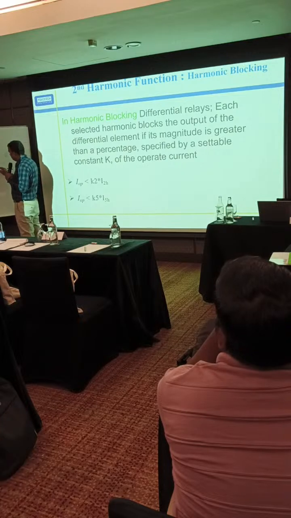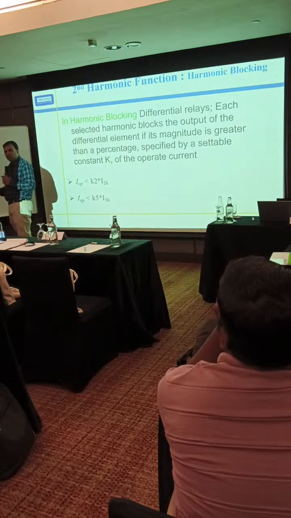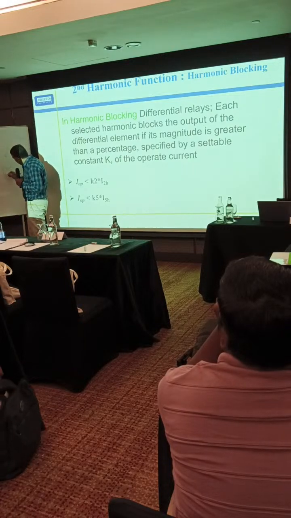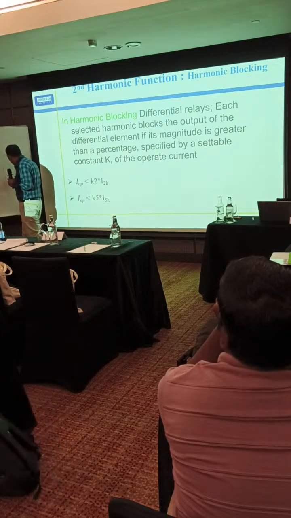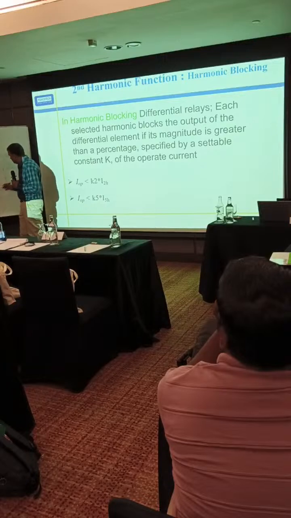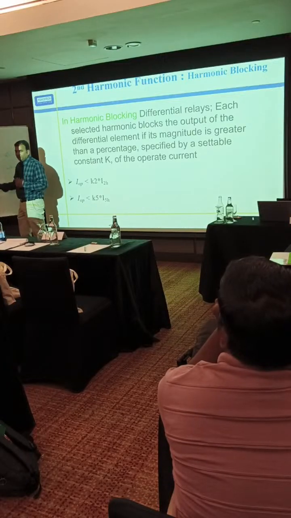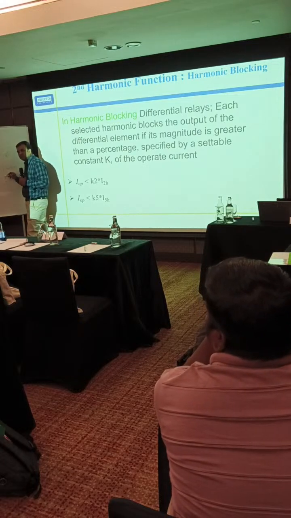Now what happened, we keep this constant and reduce this in the ramp method or manually, whatever way you want. When you reduce it and reach less than 0.2, then immediately differential will trip, because the operating current is already enough to operate the relay. It is blocking because the second harmonic is present.